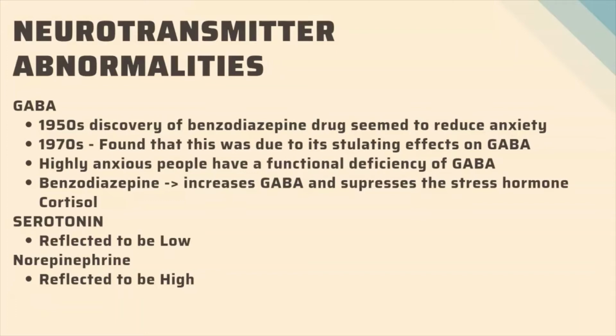They also found out that this particular drug works by increasing GABA levels and in turn suppressing the stress hormone cortisol. We will come back to the suppression of cortisol in the next slide. Next, we're looking at serotonin. As explained in the previous slide, serotonin is found to be at lower levels in individuals with generalized anxiety disorder. So these are the three main important neurotransmitters implicated in generalized anxiety disorder.